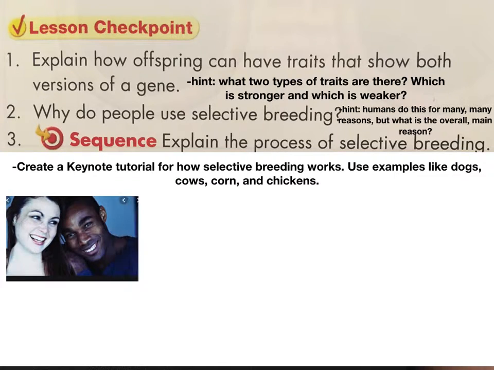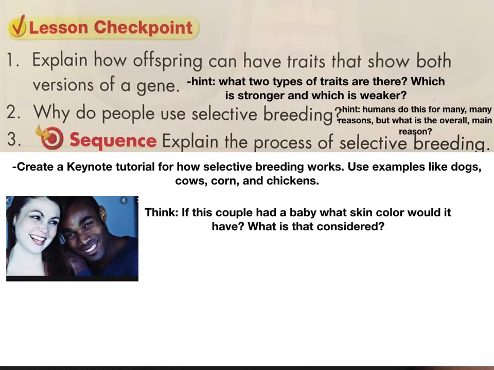All right. Here's like a little quiz at the end about genes and traits. I want you to think about this. If this couple had a baby, what skin color would it have? What is that considered? We talked about it in the section with the white and the red flowers. So I want you to think about that, and I want you to think about how it will apply to humans and our lives. It was blending.